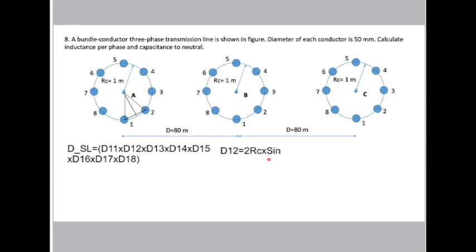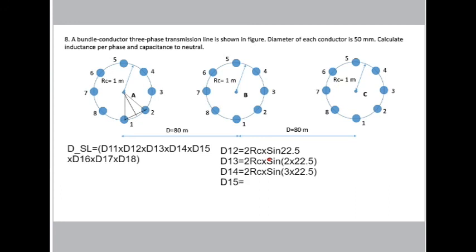So we have 2 RC sine theta, and theta is 22.5 times, not x, that's times sine theta. We can find out that. So for the next one, D13 will be 2RC times sine 2 theta, 2 times 22.5. Can you understand that? Or it's equal to 2 RC times sine 2 theta, 2 times 22.5.